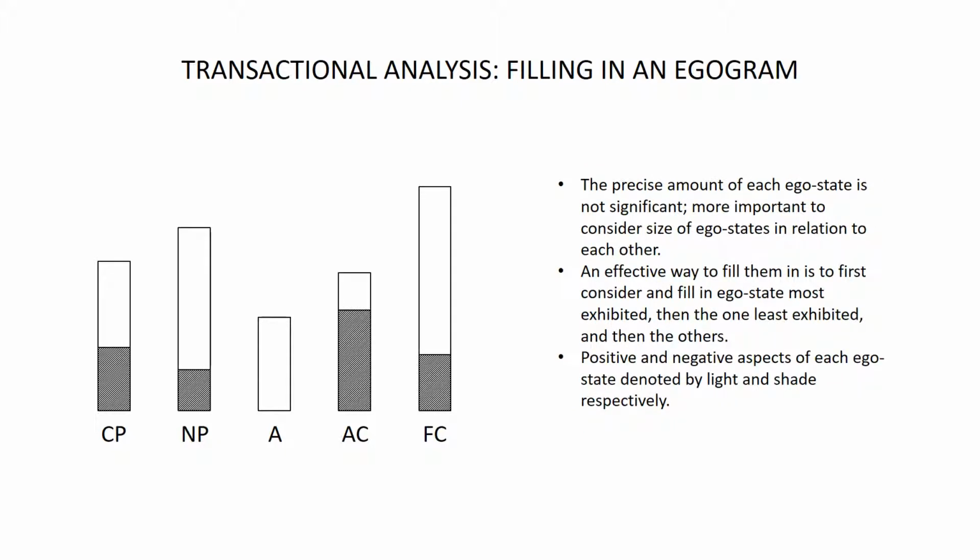The precise amount of each ego state is not significant. It is much more important to consider the size of the ego states in relation to each other. Given this, an effective way to fill in an egogram is for the person doing so to first think of which ego state they most often display behaviour from and fill that in, including its positive and negative aspects. After that, the same is done for the ego state they show the least behaviour from. Then the others can be filled in to complete the egogram.